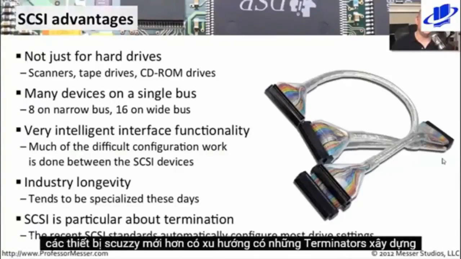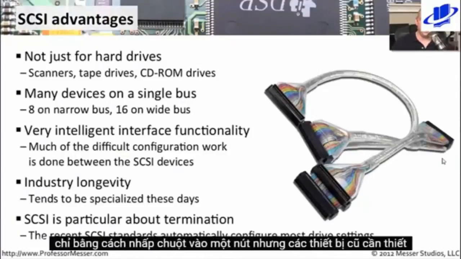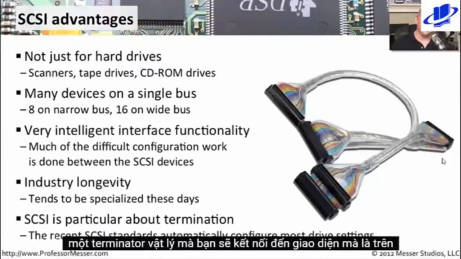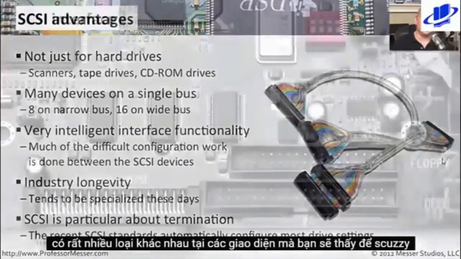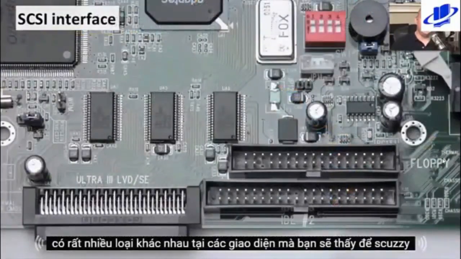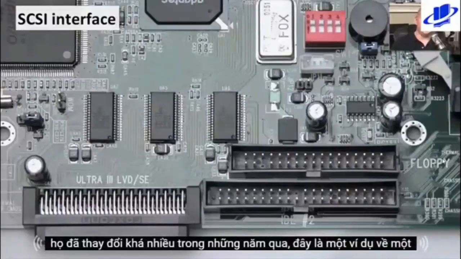The newer SCSI devices tend to have these terminators built into the device, and you can enable or disable the terminator just by clicking a button. But the older devices needed a physical terminator that you would connect to the interface that was on the back of the SCSI device. There are many different types of interfaces that you'll see for SCSI. They've changed quite a bit through the years.